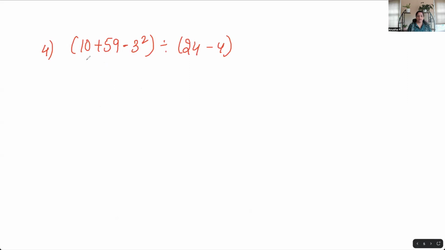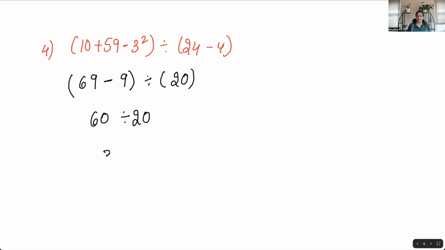Now, in the fourth example, we have two parentheses, and in the parenthesis you have more than one arithmetic operation. So first we will do it from left to right. 10 plus 59 is 69, minus 3 square. 3 square is nothing but 3 times 3, which is 9, divided by 24 minus 4, which is 20. So 69 minus 9 is 60, and then divided by 20. Okay, so the 0 and 0 will get cancelled. 6 by 2 is 3, or 60 divided by 20 is 3.